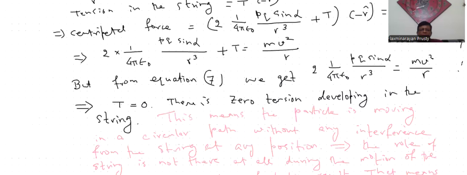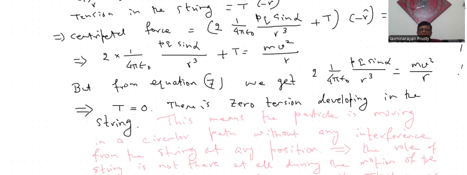So now this 2 kpq sin alpha by rq plus T is 2 kp by rq sin alpha. So what is the value of T? mv square by r is nothing but 2 kpq sin alpha by rq. So I can cancel both. From equation 7 we have already seen that mv square by r is equal to 2 kpq sin alpha by rq. So I cancel these two from both sides. So what is T? T is 0.